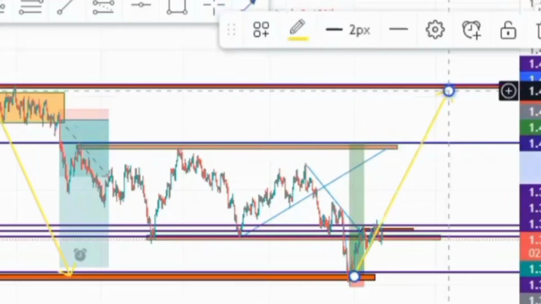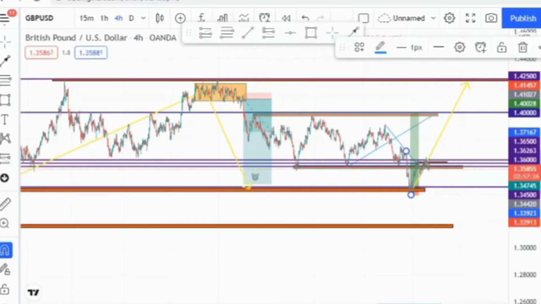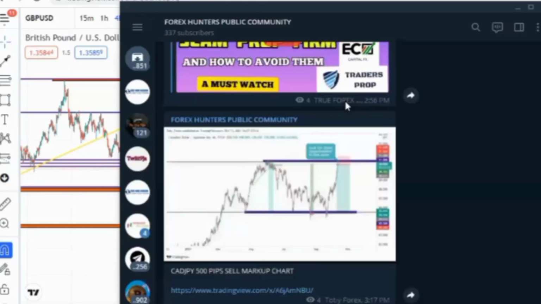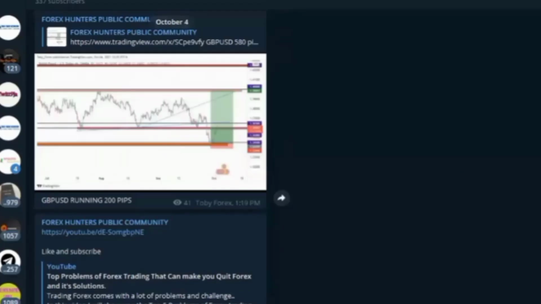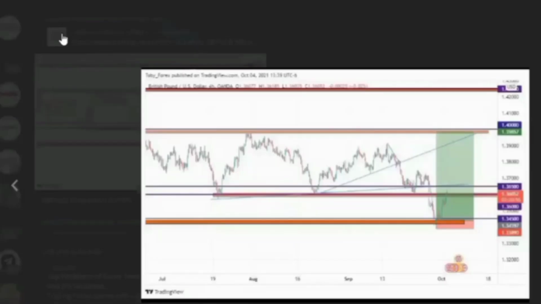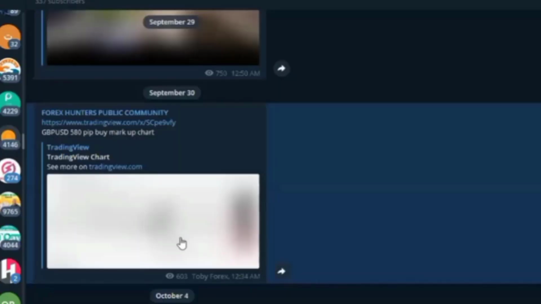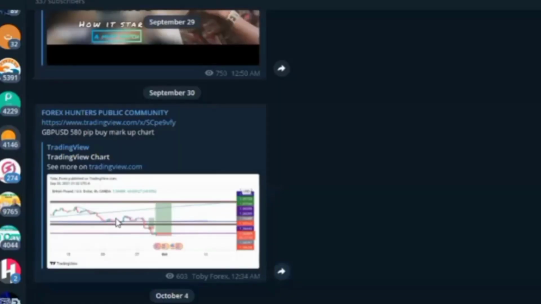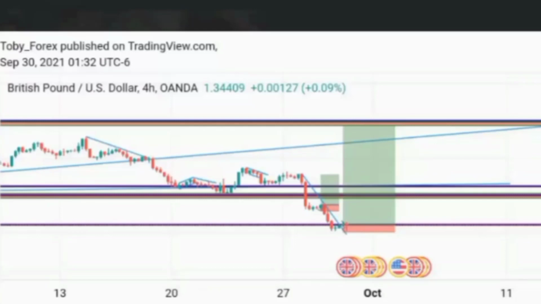So basically this trade, I think I posted it on my Telegram community. Let's go to the Telegram community. Yeah, all right, but this was not where I sent that. I sent it out on September 30th. Yeah, that's basically the chart here.